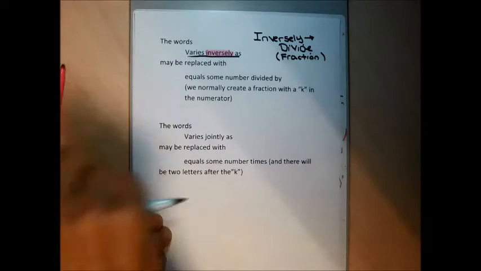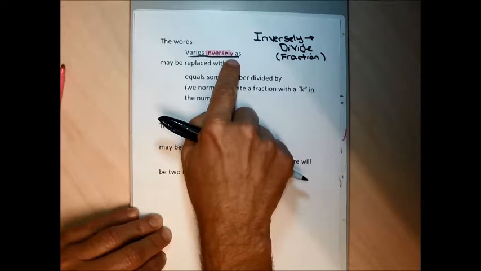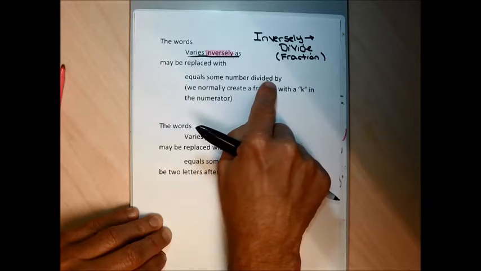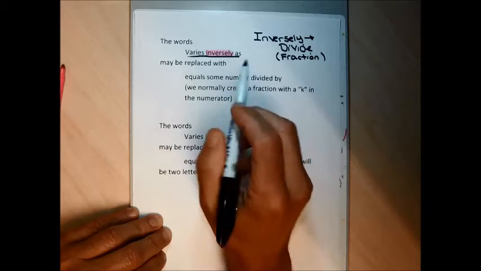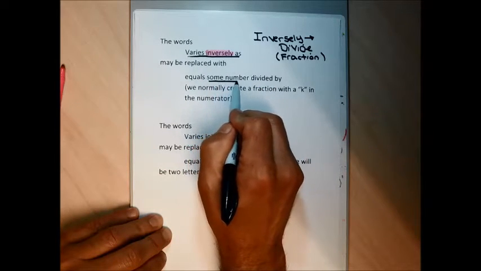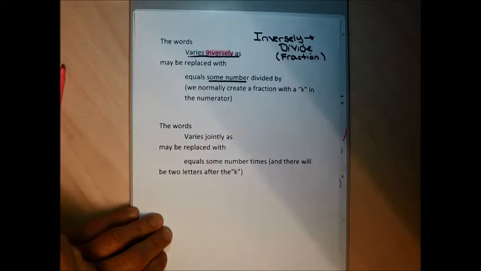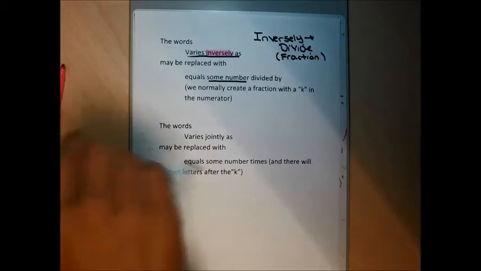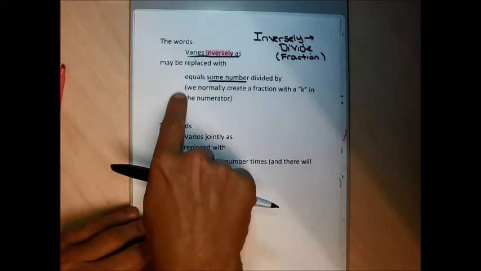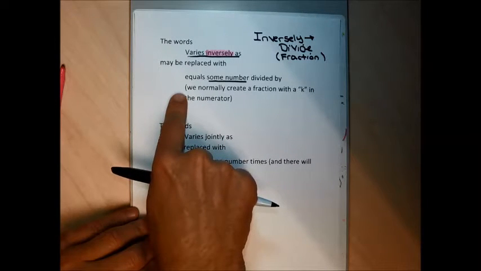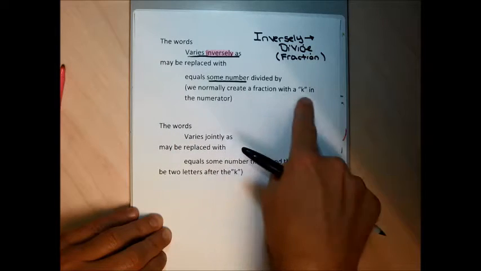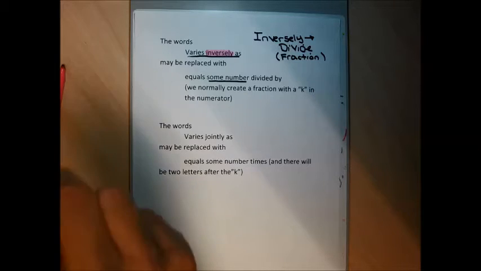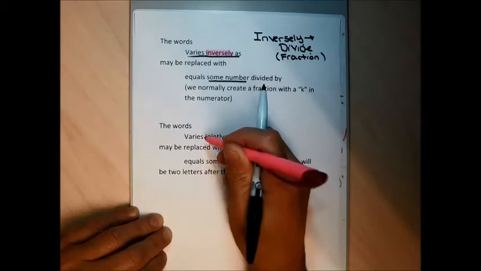When I see the words varies inversely as, I'm going to replace those with equals some number divided by. And in a bit, we'll talk about the number that I get to use in every problem. I'll just move on and save that for later, because it's a little premature. We normally create a fraction with a k in the numerator.